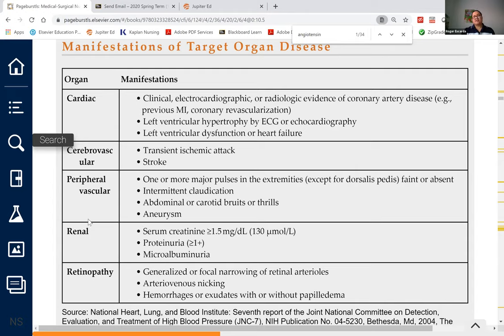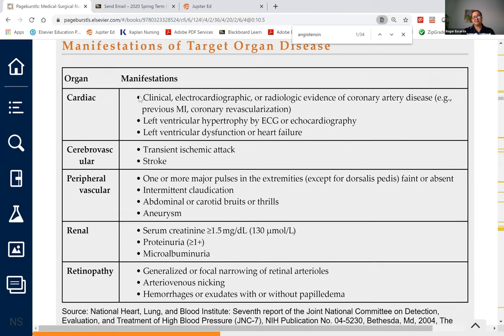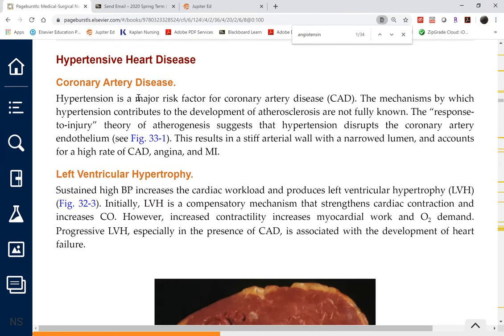Damaged it. Okay, so these, again, are not used to diagnose hypertension, but to determine what effect the hypertension is now having on the rest of your body, particularly the target organs. Diabetes, hypertension, and heart disease share the same risk factors, which are obesity, smoking, poor diet, name it. It's the same.